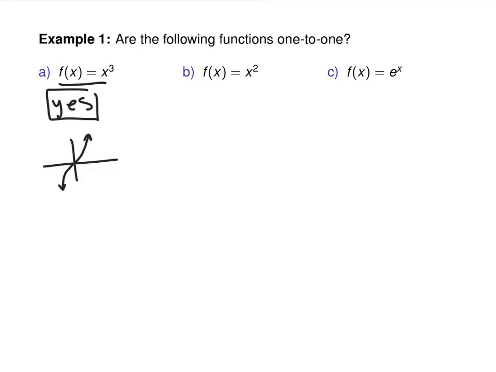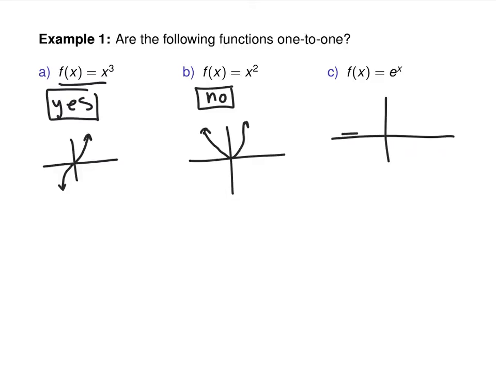Is x squared 1 to 1? No. Some x's have to share, like 0 only goes to one number, but negative 1 and 1 both go to the same y, so that's not a 1-to-1 function. How about e to the x? It in general looks like this, right? That one is 1 to 1. And the reason is even though that line seems to level out, it does keep slowly creeping down.